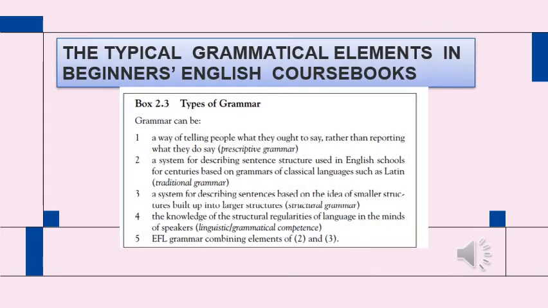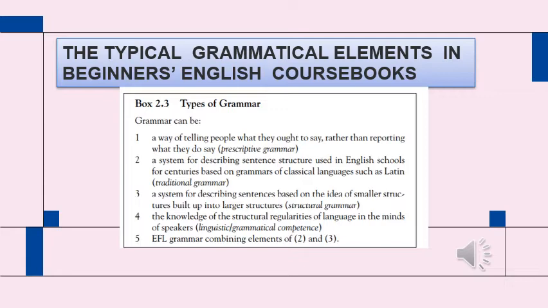Continuing with Box 2.3, the types of grammar are: 1. A way of telling people what they ought to say rather than reporting what they do say, which is prescriptive grammar, if you can remember. 2. A system for describing sentence structure used in English schools for centuries, based on grammars of classical languages such as Latin, or traditional grammar.